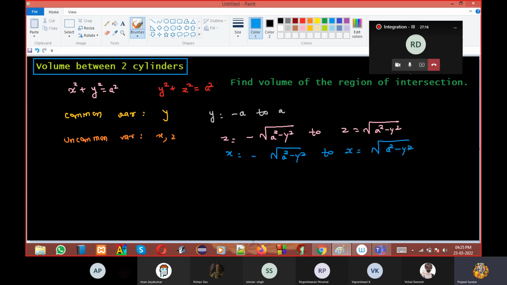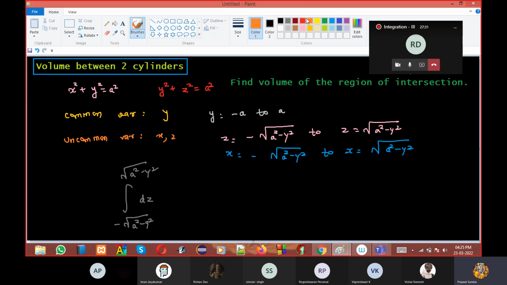This is the method. Don't ask me how it came; I just generated a method to do it faster. This methodology, if you integrate, you will get the answer. So how do you do integration? First you will do dz. Dz is minus root of a square minus y square to root of a square minus y square.